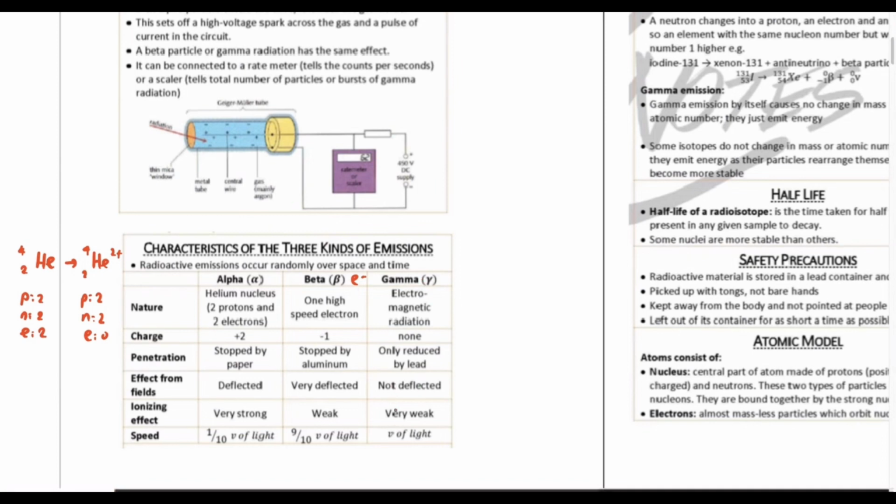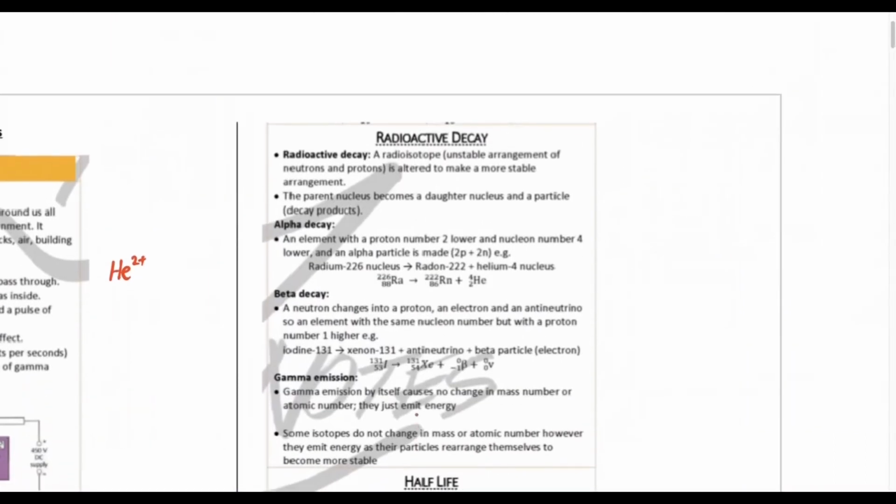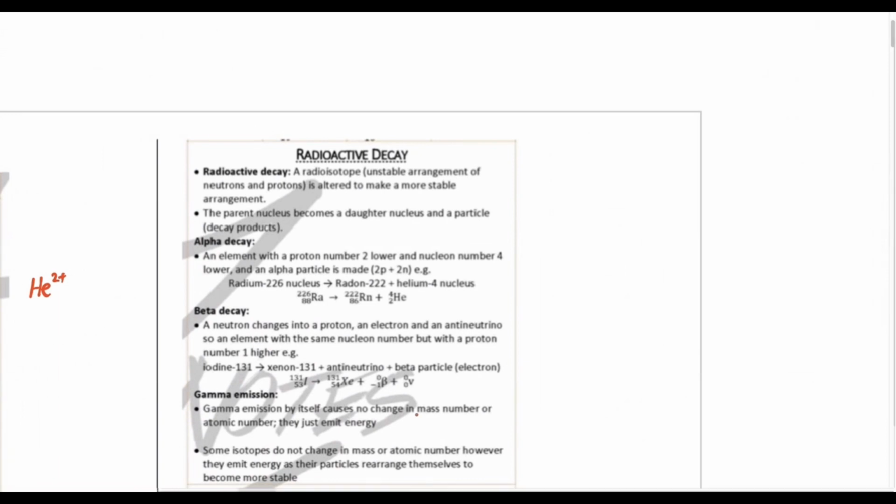So the ionizing effect is very weak. Very weak because it has no charge, and very weak because it moves very fast. The speed of light is 3 times 10 to the power 8. So that is too fast for it to ionize the air molecules. Okay, so let's see the other side: radioactive decay.